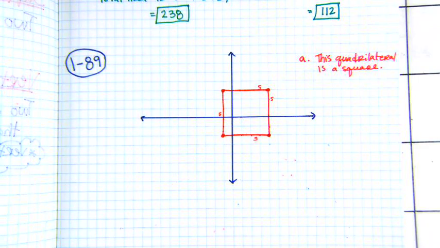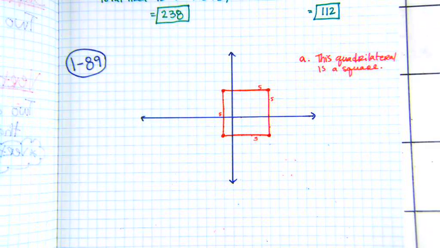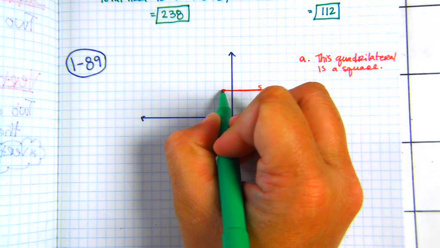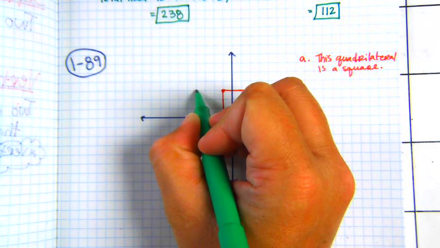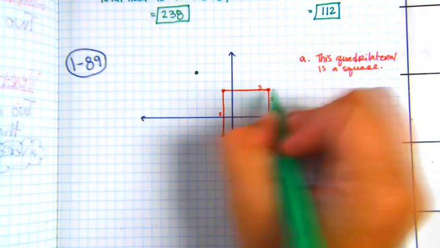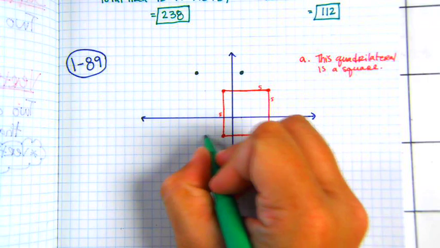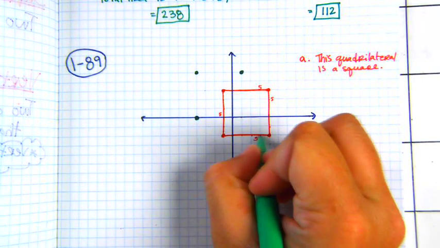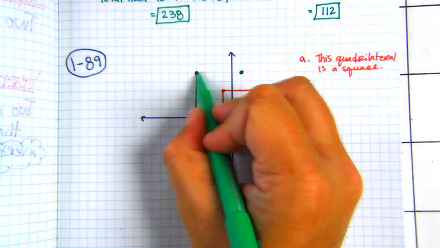Letter B says translate the quadrilateral 3 units to the left and 2 units up. So I'm going to take each vertex and move it 3 units left and 2 units up. So right here, 3 units left, 1, 2, 3, 2 units up, 1, 2. I do the same for each of the other vertices. And that's our new quadrilateral.